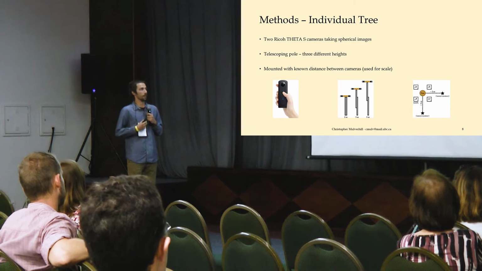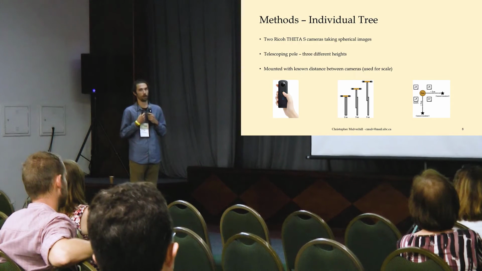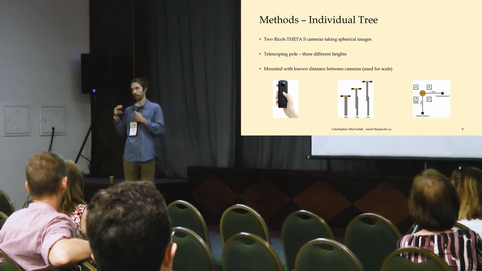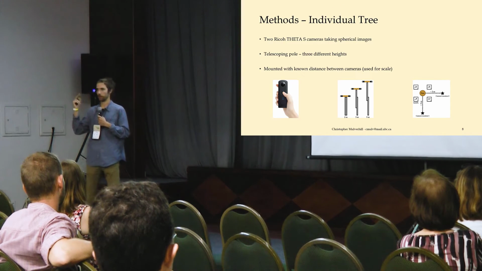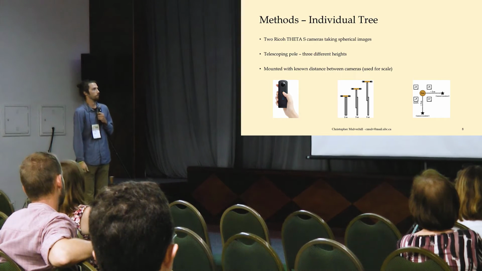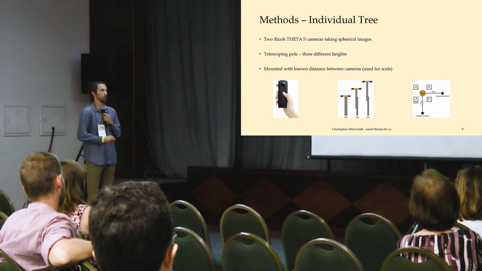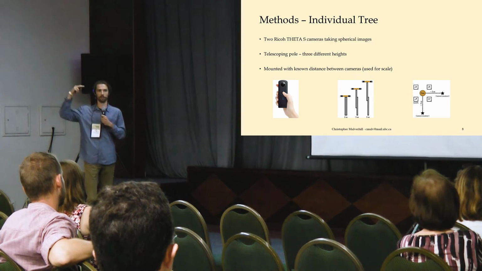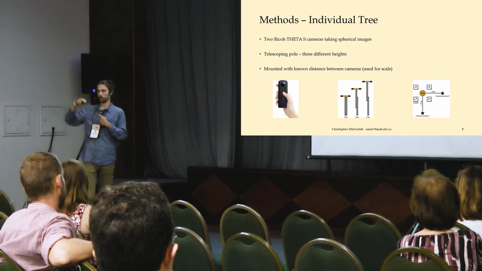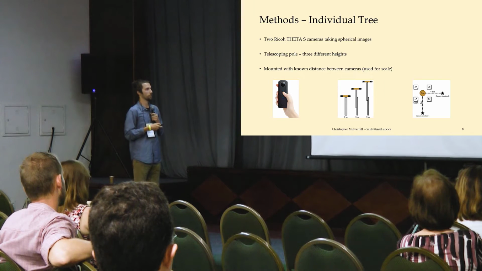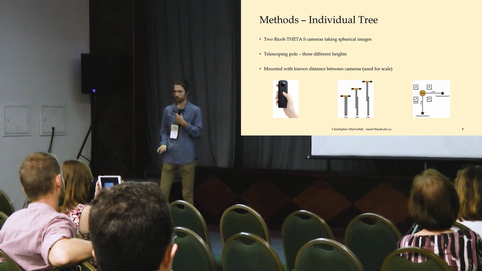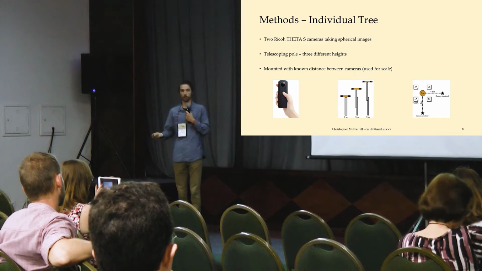As I mentioned, the cameras that we're using are spherical cameras, meaning they take something like a Google Street View image, a complete field of view, 360 degrees. We're using those on a telescoping pole to be able to take photos further up the stem than just on the ground. This pole has two cameras on it, mounted at a fixed distance away from one another, that we can use to scale the point cloud.